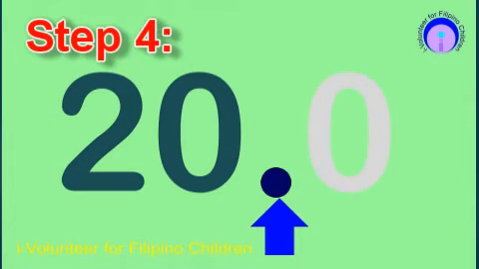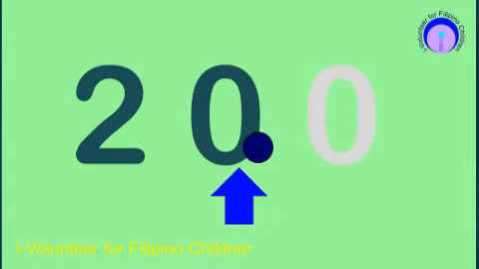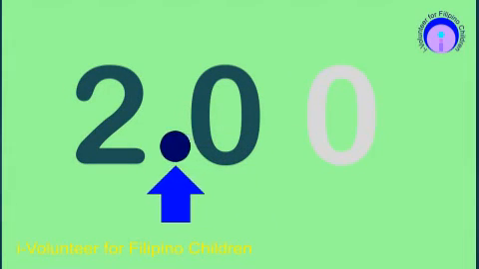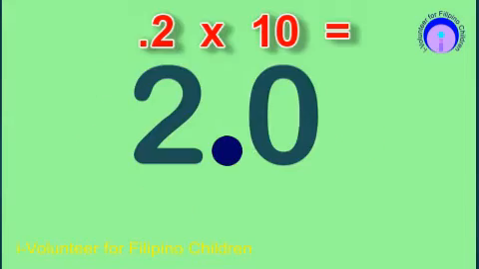We are now in step 4. We are now finalizing your answer by moving the decimal point to the left. Your final answer is 2.0, or just plain 2 will do. Therefore, problem number 1, which states 2 tenths times 10, is equal to 2.